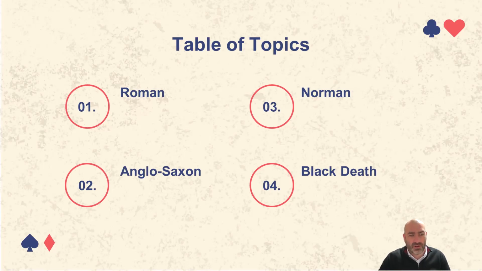We'll start in order of the timeline of events. The first being the invasion and the conquest by the Romans. The second will be the invasion and conquest by the Anglo Saxons. The third will be the invasion and conquest by the Normans. And finally, perhaps the deadliest invader of all, the Black Death, not a human invader, but a disease.